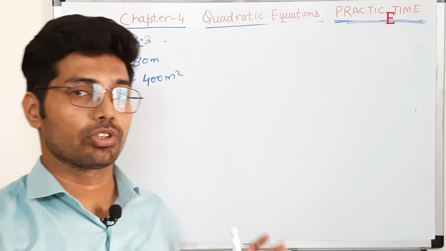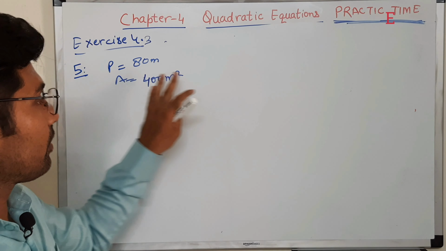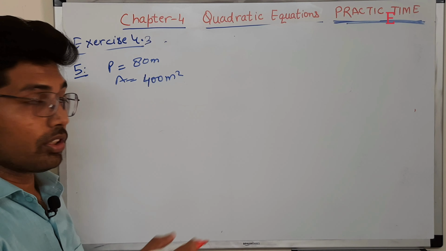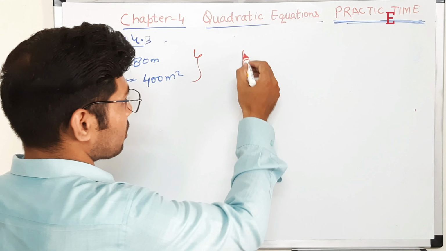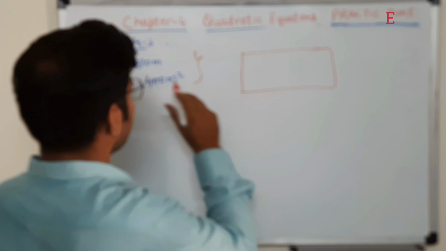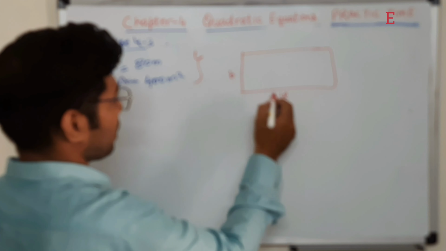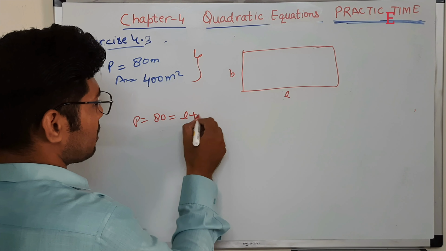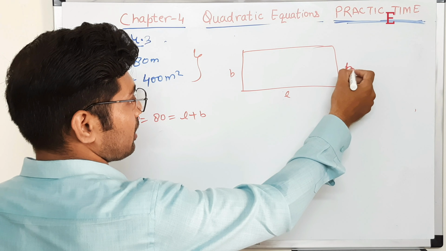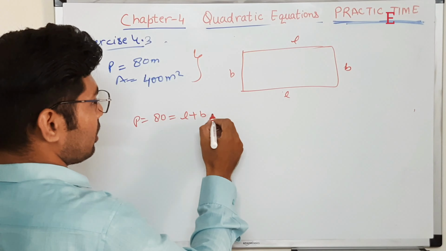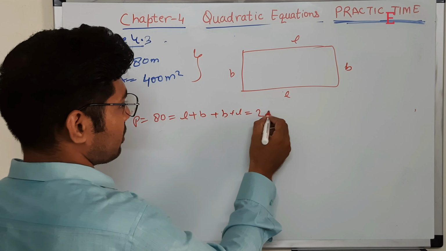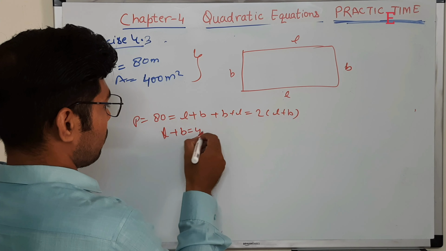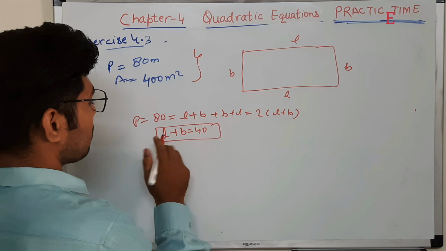Okay guys, now come to the next question. Here we have a rectangle whose perimeter is 80 and the area is 400 meter square. Is this possible? We need to find out. For example, this is a rectangle, with this as length and this as breadth. The perimeter is 80, which is length plus breadth, plus this breadth and this length, which are the same, so it will be twice of L plus B. So L plus B is equal to 40. This we get from this equation, right?